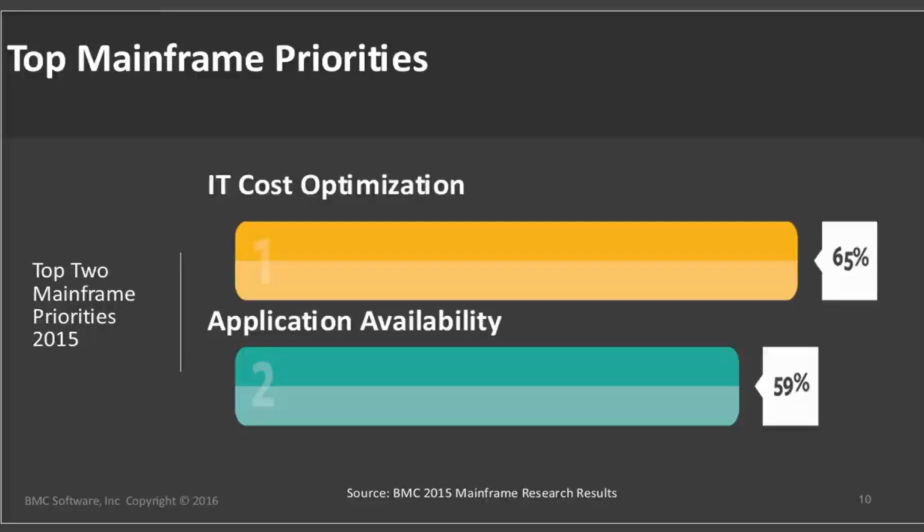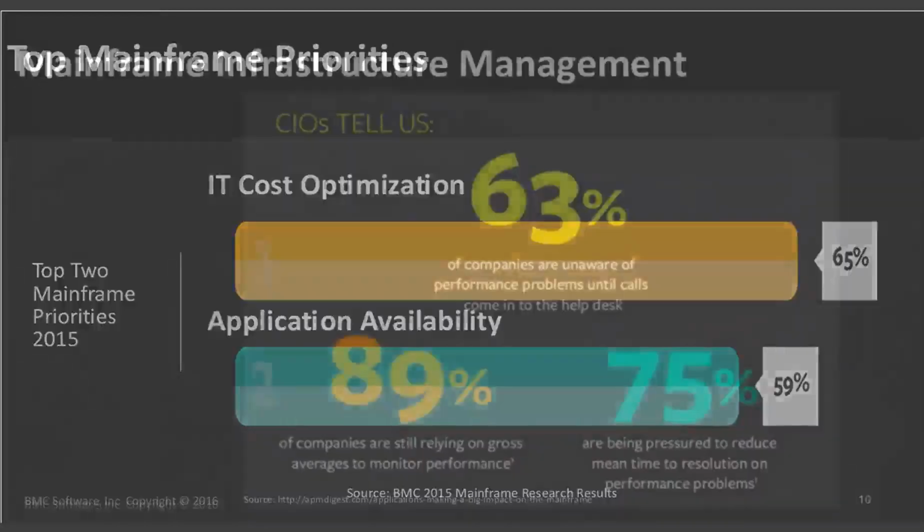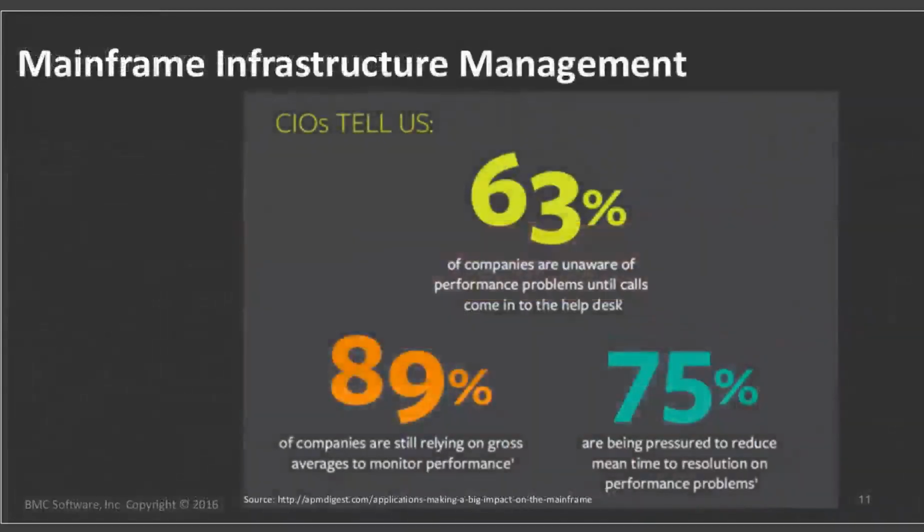And there's a part of us that would think about that and say, sure, why wouldn't that be the case? So then we look at some viewpoints of other interested parties at a much higher level. This data comes from surveys of CIOs. And it was interesting and almost shocking. 63% said they're unaware of performance problems until calls come to the help desk. And 3/4 say they are being pressured to reduce the time to resolve problems.